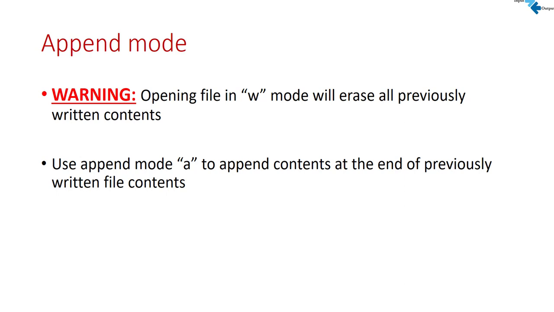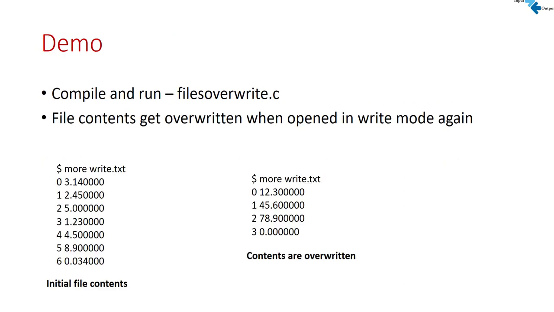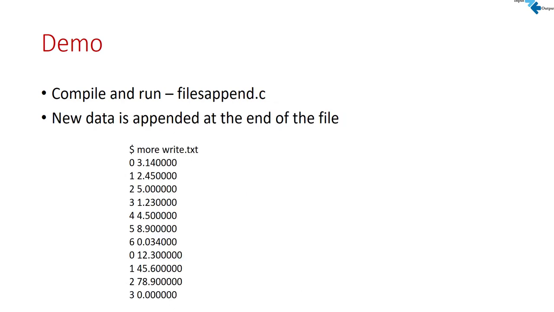Okay, so I will upload to Canvas one file which is called files overwrite, and then another file which is called files append, and if you run both of them, you will find how in the first one you are overwriting whatever you had, and in the second one you are not overwriting.